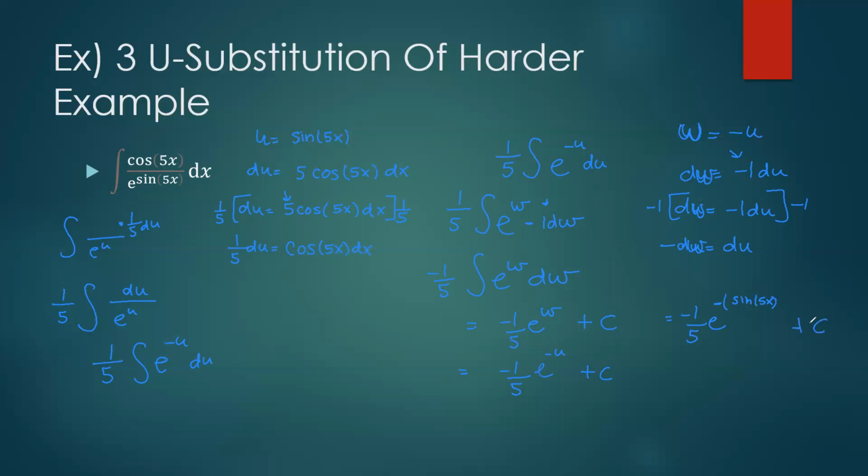And then plus c. So I guess your final answer could be expressed as negative 1/5 e to the negative sin of 5x plus c. Okay, so yeah, that's your final answer. And as you can see, we had to do two u-substitutions. Okay, go ahead and copy and absorb, and I will end here.